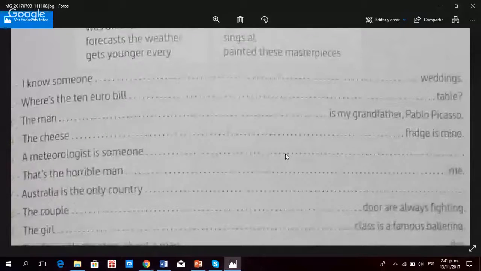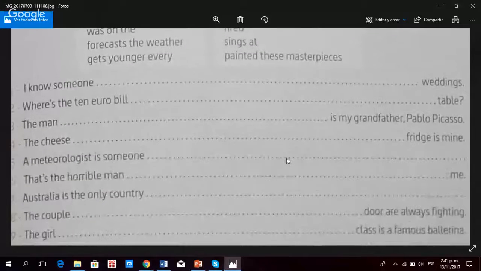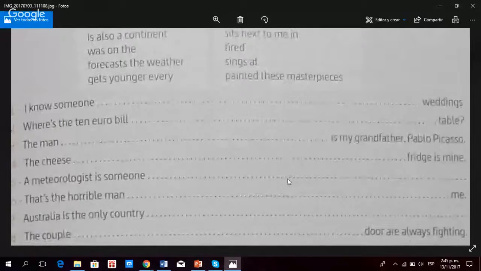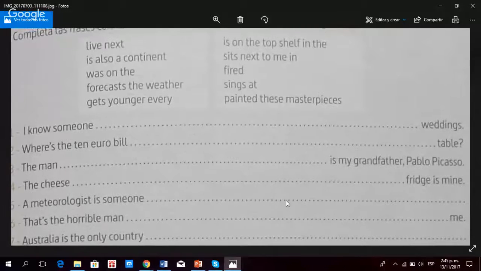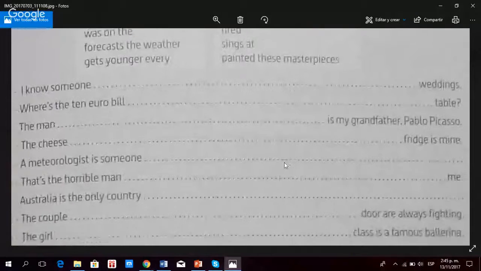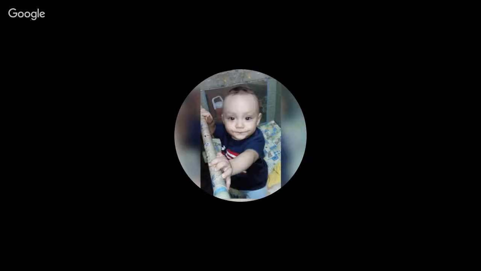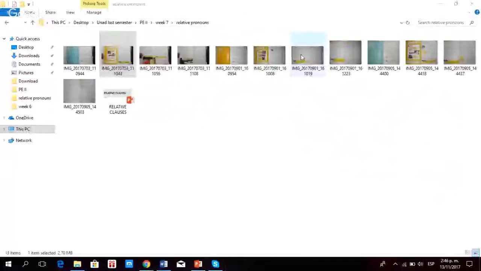The girl who sits next to me in class is a famous ballerina. Okay, good. Now let's go into the final activity.